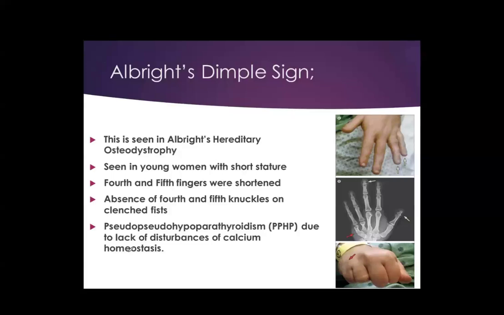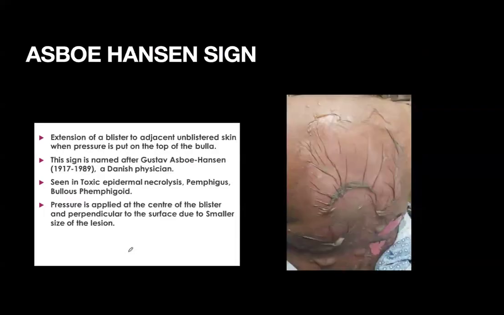Then Albright's dimple sign. You can find this in Albright's hereditary osteodystrophy. You can find patient videos and everything in my endocrine lectures, on the MedExpert platform in YouTube, in my endocrine lecture on pseudohypoparathyroidism. There is a patient there, I describe this lesion in a patient. You can go ahead and find it, where there will be absence of the fourth and fifth knuckles on a clenched fist. Then comes your Asboe-Hansen sign.